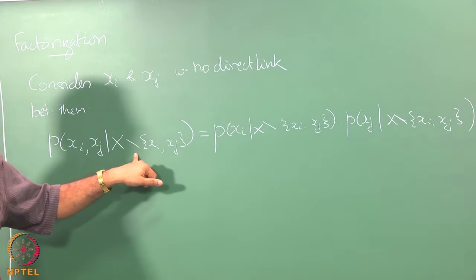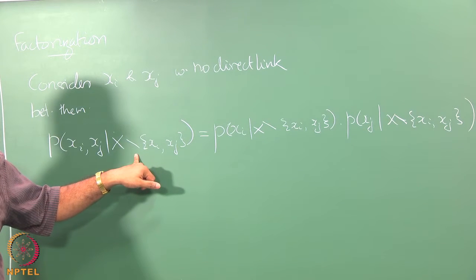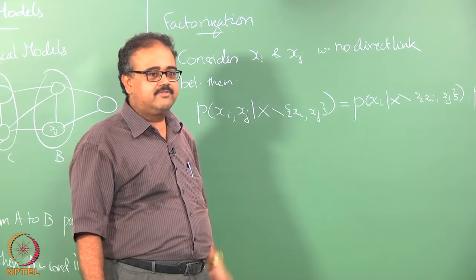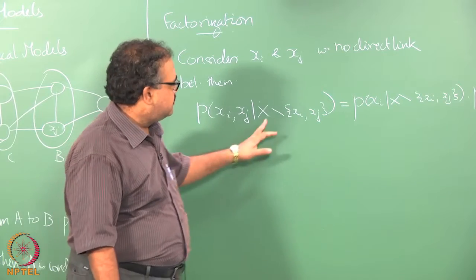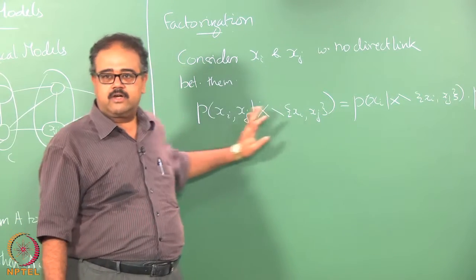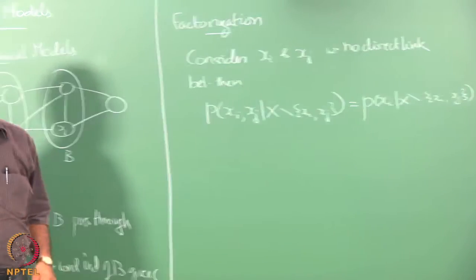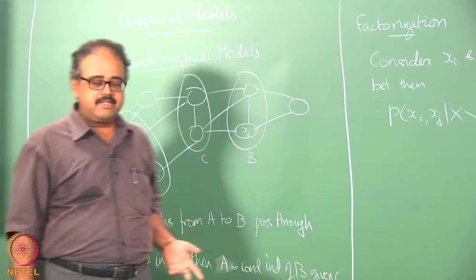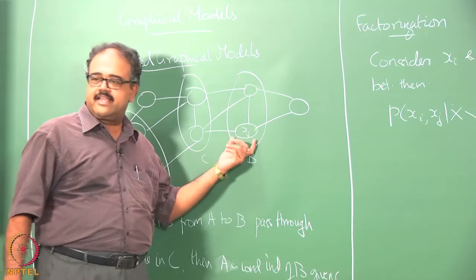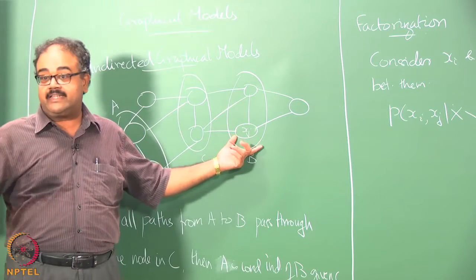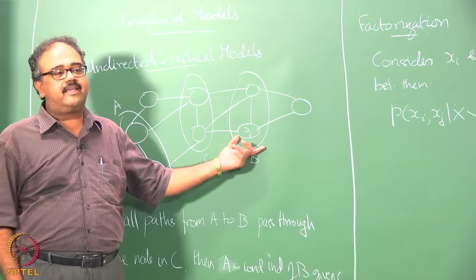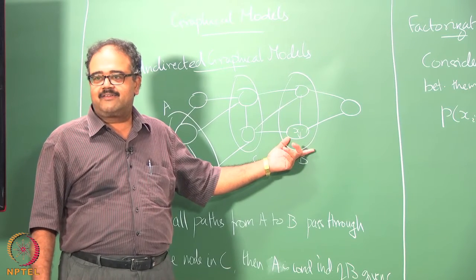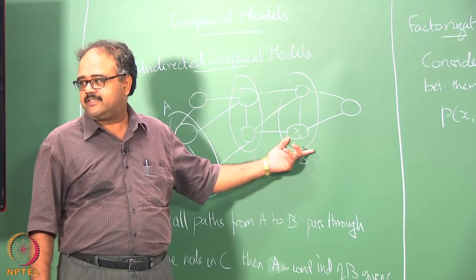People may not have encountered this before: that is the set difference. From x, I am removing xi xj, so conditioned on the rest of the variables, they should be independent. What I am saying is, xi and xj, I am conditioning on everything else. So every path between xi and xj has to go through everything else. I have conditioned on that, so they have to be independent. That is the basic assumption I have.